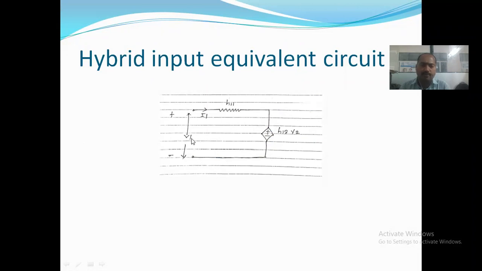V1 equals H11 I1. These things are in series. That's why V1 equals H11 I1 plus H12 V2. H12 indicates V1 upon V2, a pure voltage ratio, which is a multiplying factor to the existing equation, so it should be connected as a multiplying factor. H12 V2 indicates a voltage source, that's why the plus minus sign. So this is the hybrid input equivalent circuit.